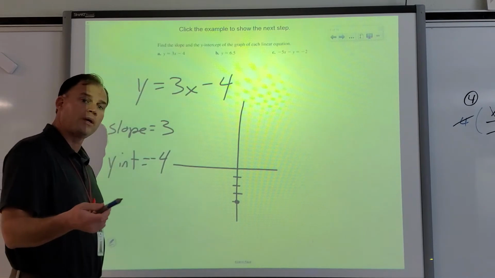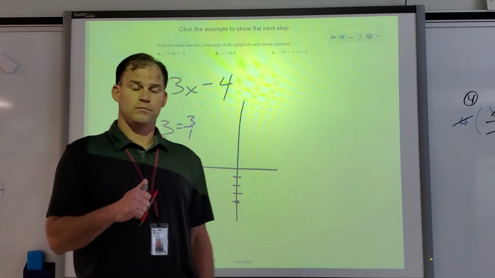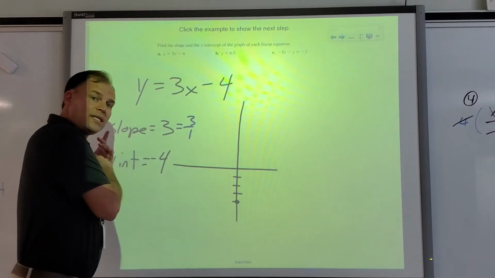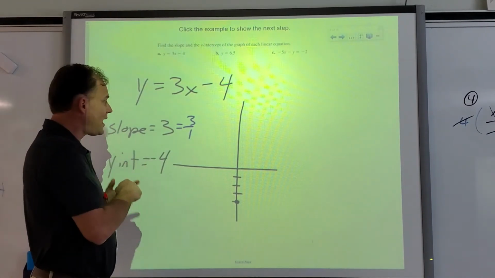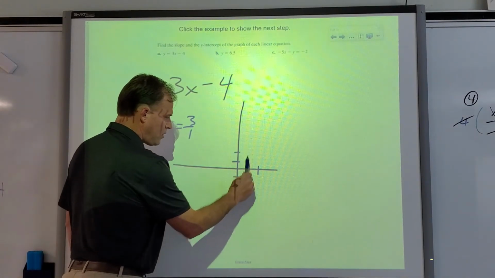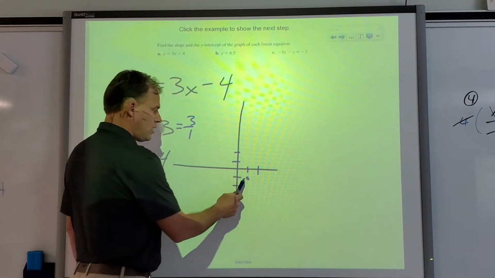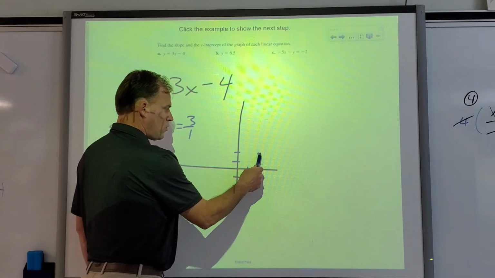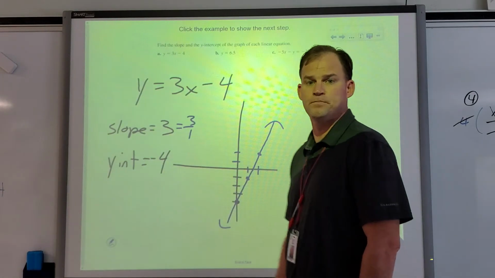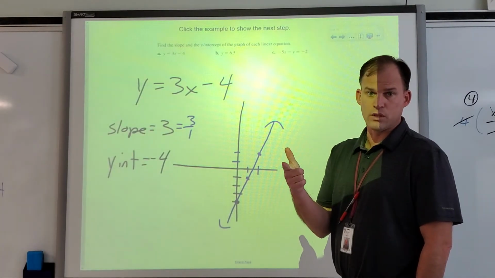Now, here's where the slope comes into play. The slope of this line, I need a fraction because I need a rise and a run here. All right? So 3 is 3 over 1. So I know my slope is 3 over 1. So we're basically working backwards from what we already had. I know that 3 over 1, that's my rise, that's my run. I'm going up 3, right 1. I can do another one. Up 3, right 1. And that's how you draw a line. Find the y-intercept, move the slope.